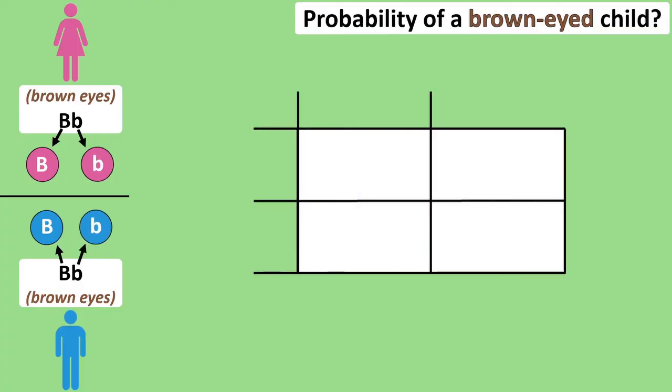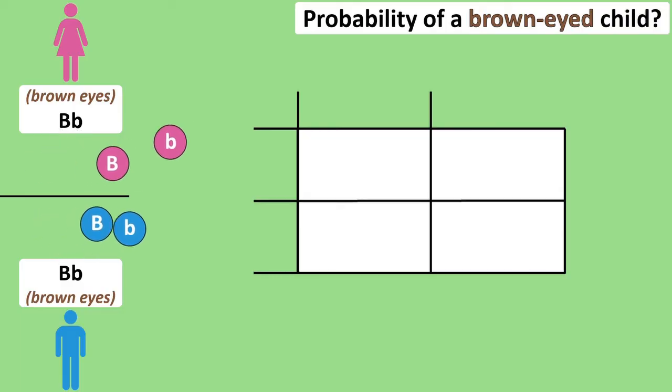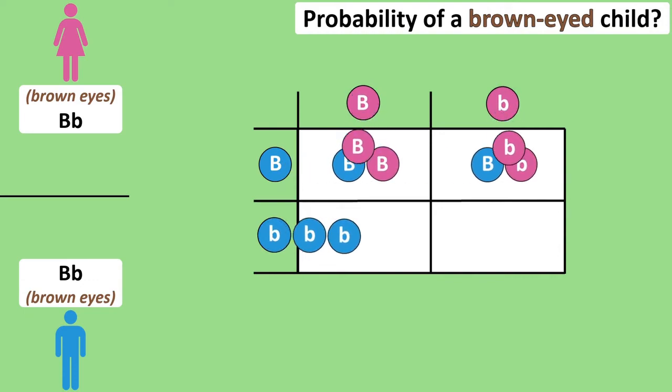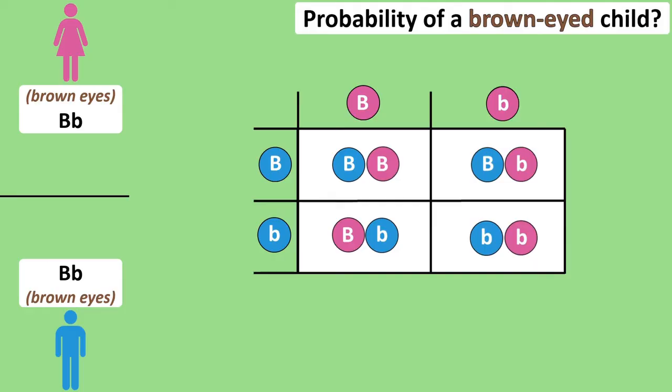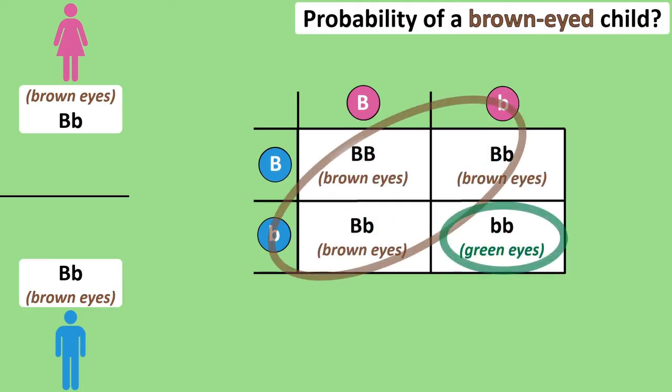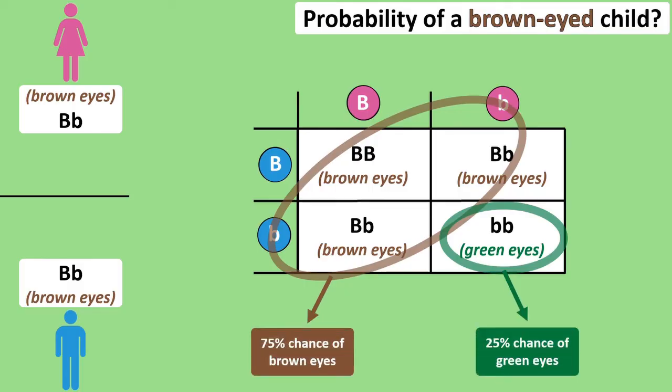Once again, we draw a Punnett square and insert the possible gametes from the male and female into the sections shown. We combine the dominant male allele with the 2 female alleles, and then the recessive male allele with the 2 female alleles, resulting in the genotypes shown. 3 of the 4 crosses result in a brown-eyed child, so this means there's a 75% chance that this male and female would produce a brown-eyed child, and a 25% chance of a green-eyed child.